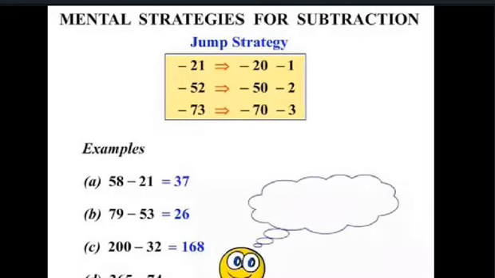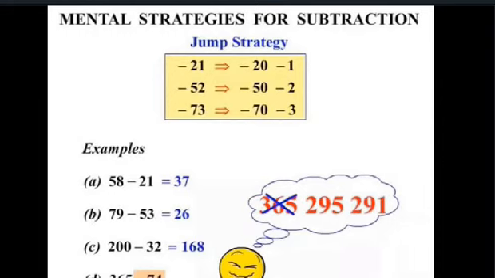Another one. 365 minus 74. So we are thinking 365, we will take away 70 and then take away 4. So 365 take away 70, we will have what? Yes, we will have 295. Still need to take away 4 more. That will be 291. So 291 is our final answer.